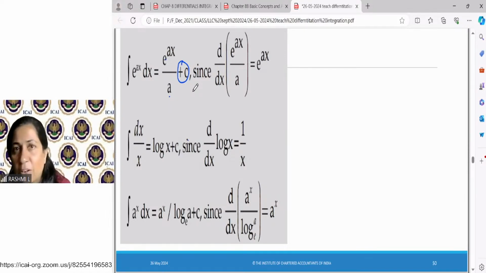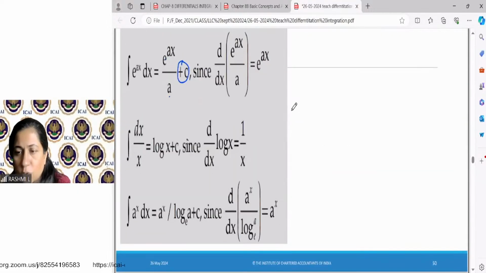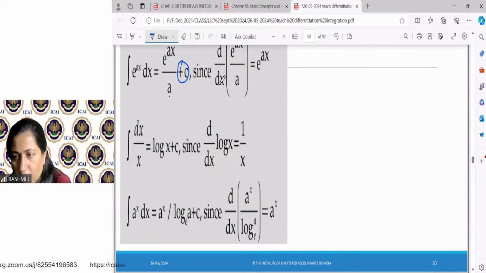How do I find the value of plus c? Usually you find it when we are dealing with definite integrals. So if any information about definite integrals is given, in that case I am able to find it out. So these are the different formulae that I must know. Integral of e raised to ax is e raised to ax upon a.